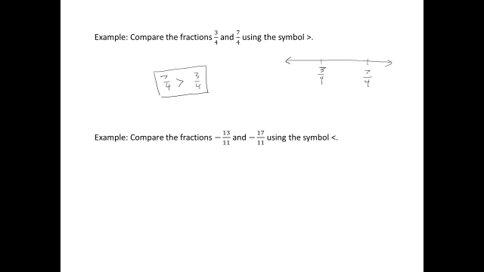Example, compare the fractions negative 13/11 and negative 17/11 using the symbol less than. We think about a number line. We have 2 negative numbers, negative 13/11 and then negative 17/11 will be over here to the left of it. This is because as we go to the left, we count up with negatives. Negative 13, negative 14, negative 15, negative 16, negative 17, moving to the left. The symbol less than means to the left of. So which symbol is to the left of which symbol? Negative 17/11 is to the left of negative 13/11.